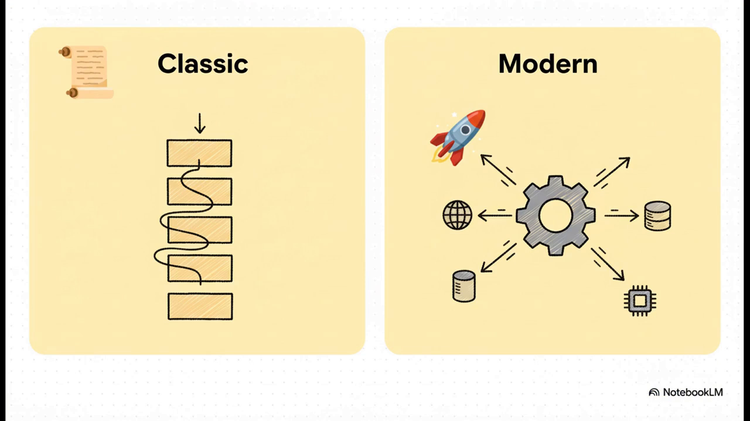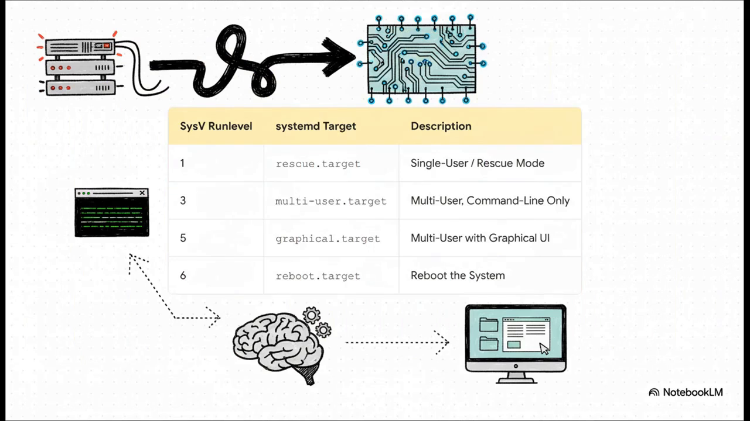There's the classic, old-school way called SysV init, which uses these numbered run levels. But the modern standard you'll find pretty much everywhere now is systemd. Its big advantage is that it's way faster, because it starts services at the same time using things called targets. And this table right here is basically your Rosetta Stone for the exam. It shows you exactly how the old run levels map to the new systemd targets. So for example, the old run level 3 for a command line system is now just multi-user target. And run level 5 for a full graphical desktop, that's graphical target. Knowing this mapping is a must.